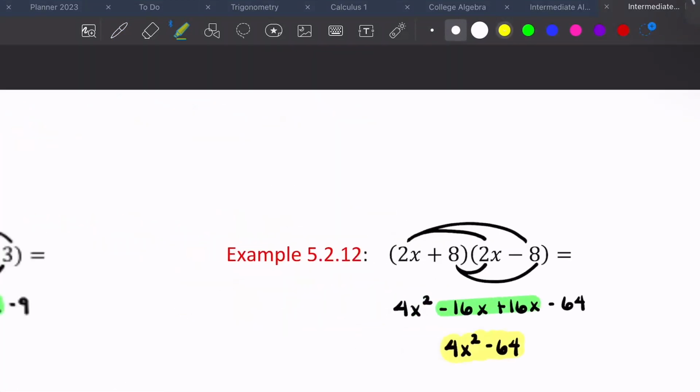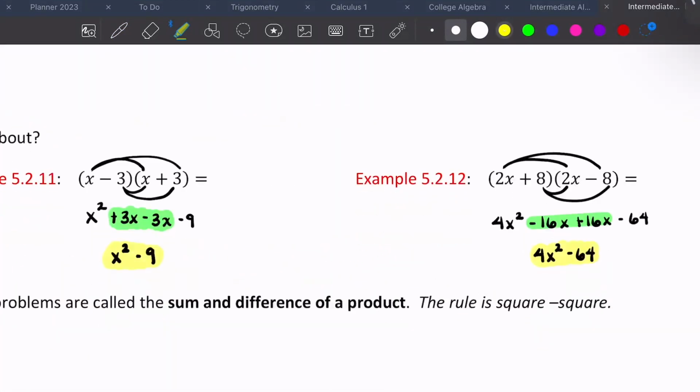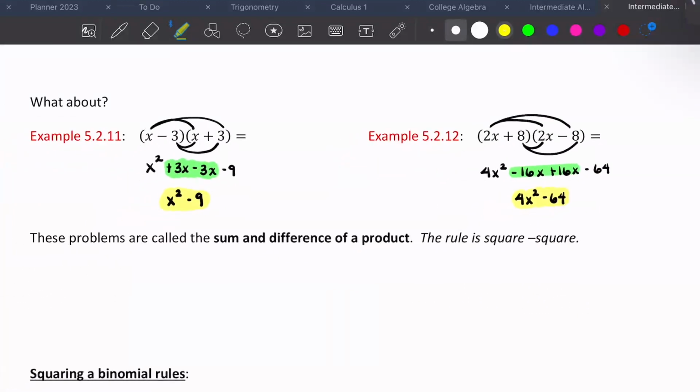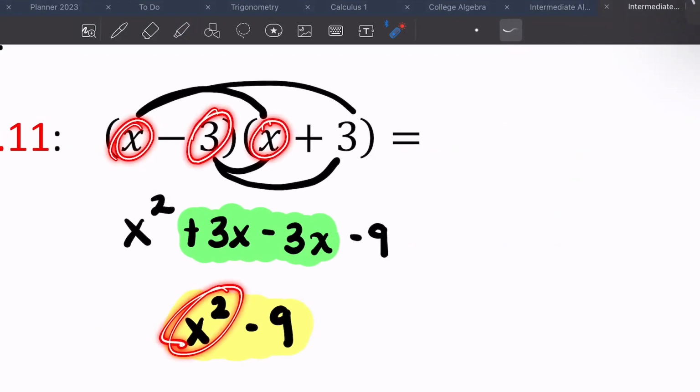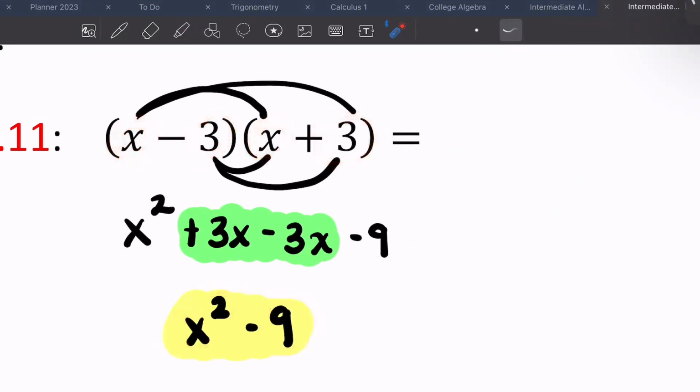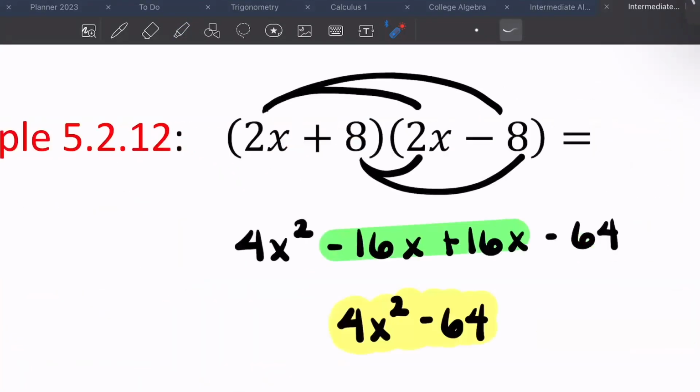So if you ever have stuff where the terms are the same, but the only thing that's different is the sign, that middle term should go away. That middle term should add to 0. Okay, so these problems are called sum and difference of a product. The rule is square minus square, right? So really we said, if we look at this one, we said square minus square, right? So we said we squared this one, and we got it. Square minus square. Same thing over here.